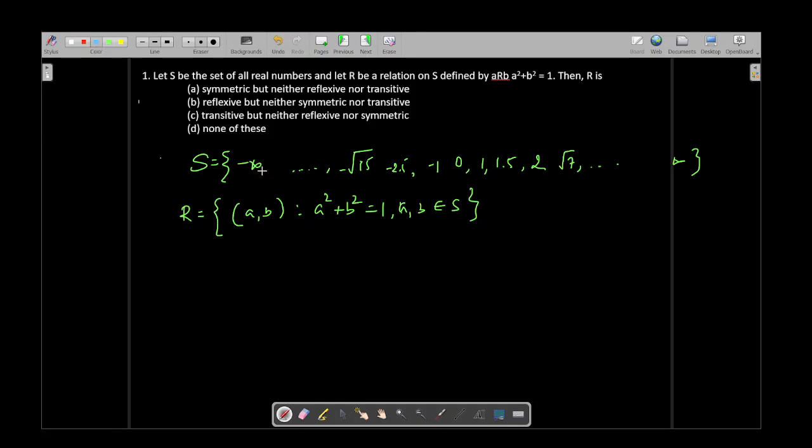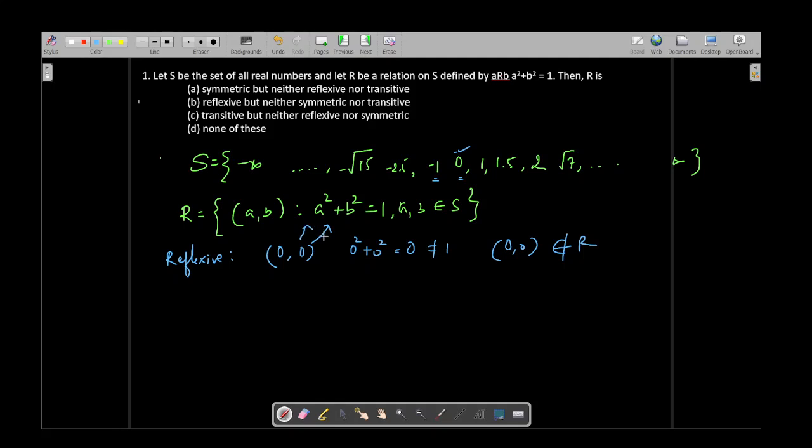We'll start with the reflexive property first. So we know that every element in the set should be mapped to itself, to say the relation is reflexive. Let us take one example. If I take 0, and pair 0 with 0, does it satisfy this condition? 0 square plus 0 square is 0, which is not equal to 1. So 0 comma 0 cannot be a member of this relation.